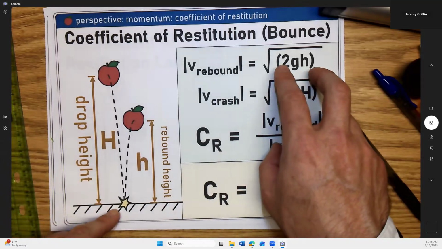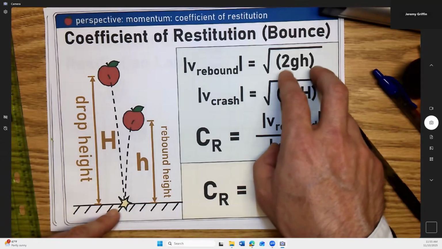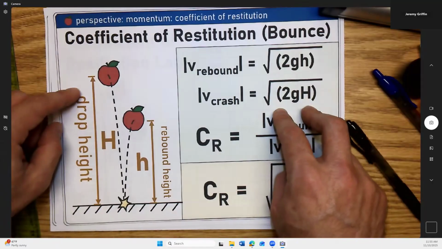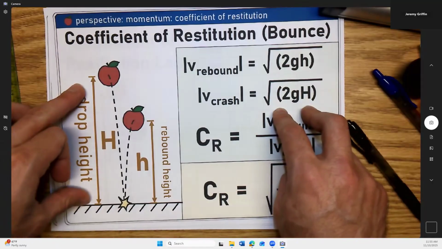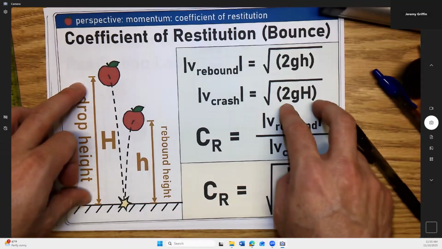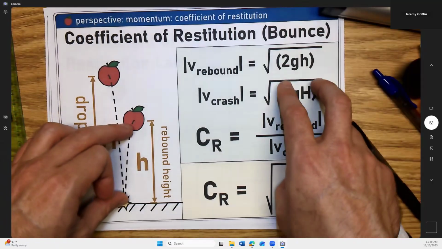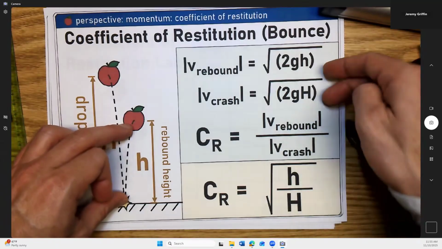So let's go back to a couple of weeks ago. Hey, does this expression look familiar? Yeah, it does. Crash speed could be the square root of 2gh from its drop height. Isn't that the Galileo question? You saw that at least 10 different times in the past couple weeks. And then the rebound speed, you can do the same thing. It's just based off this rebound height.